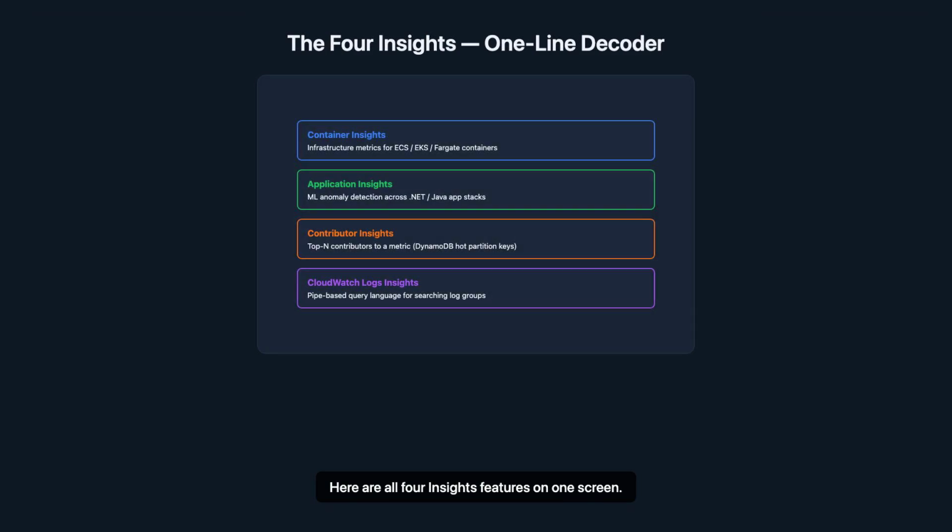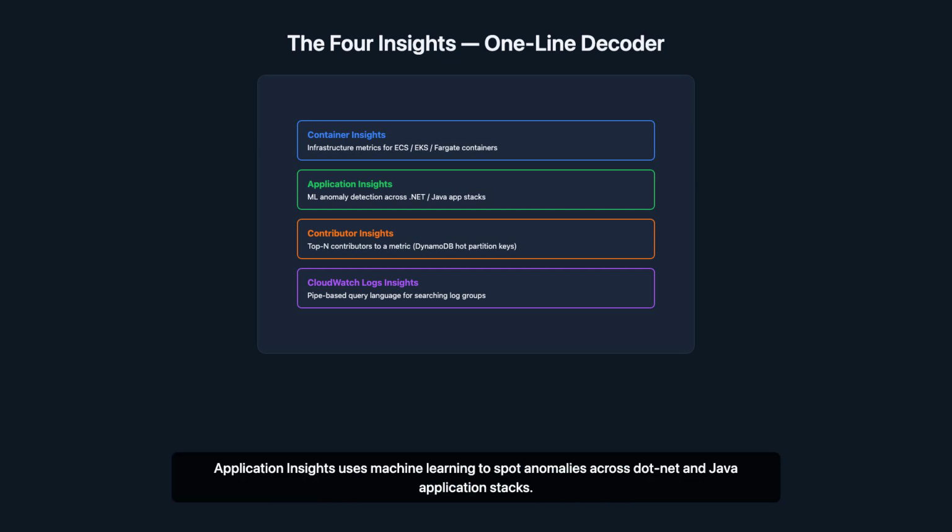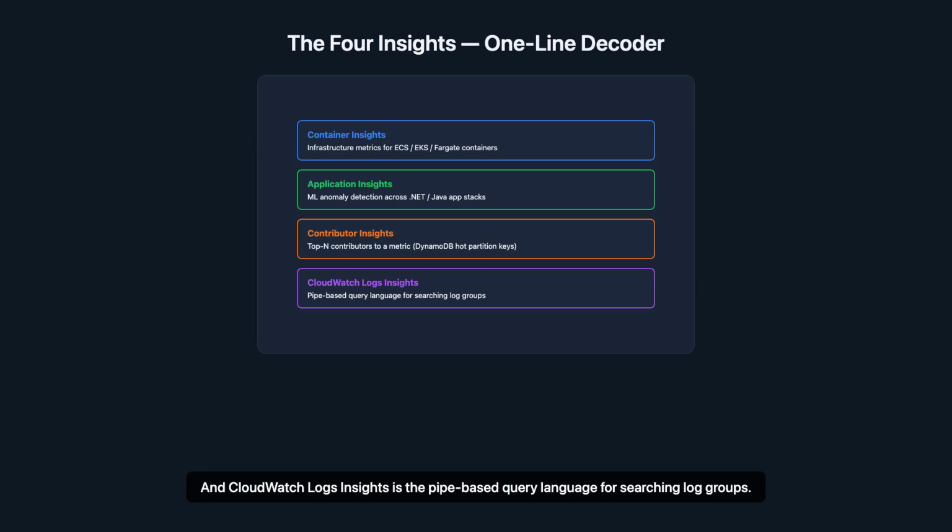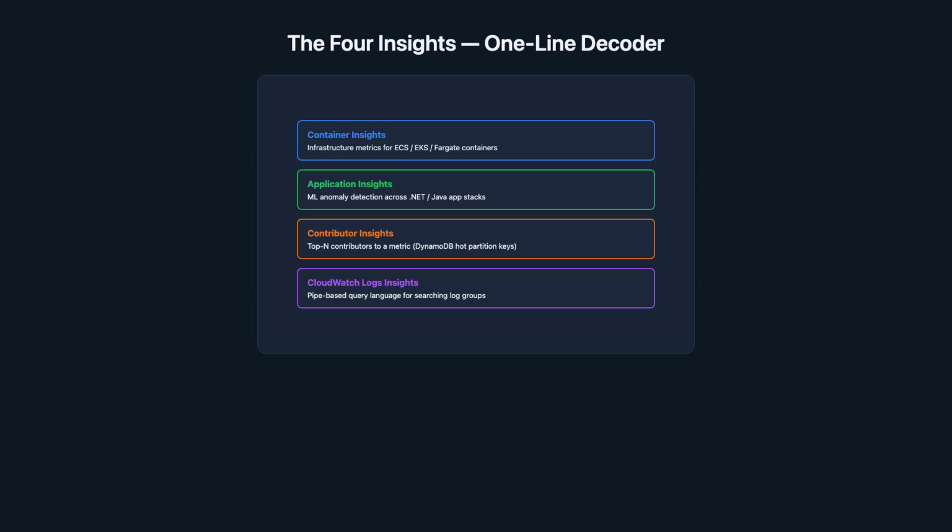Here are all 4 Insights features on one screen. Container Insights gives you infrastructure metrics for ECS, EKS, and Fargate containers. Application Insights uses machine learning to spot anomalies across .NET and Java application stacks. Contributor Insights surfaces the top-N contributors to a metric, classically DynamoDB hot partition keys. And CloudWatch Logs Insights is the pipe-based query language for searching log groups. Same CloudWatch brand, 4 completely different tools. Match the symptom to the tool, and you'll always pick the right one.